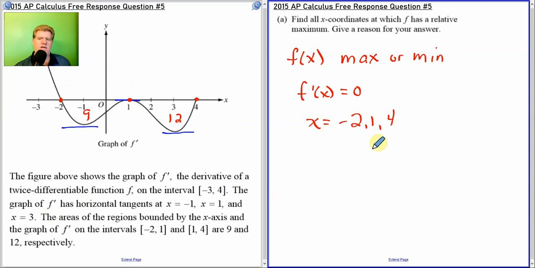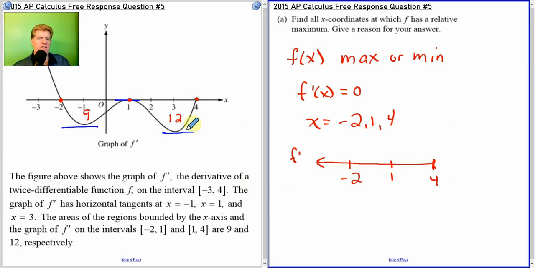Okay. Now we test our points. Now 4, I probably don't have to do this. 4 is kind of our end point. It stops at 4. So boom, it just stops right there at 4. We don't know what happens on the other side of 4. So by default, 4 is not going to be a maximum or a minimum. But -2 and 1, so we test our derivative. Now there's no points to test, we just look at it. We know there's nothing past 4.